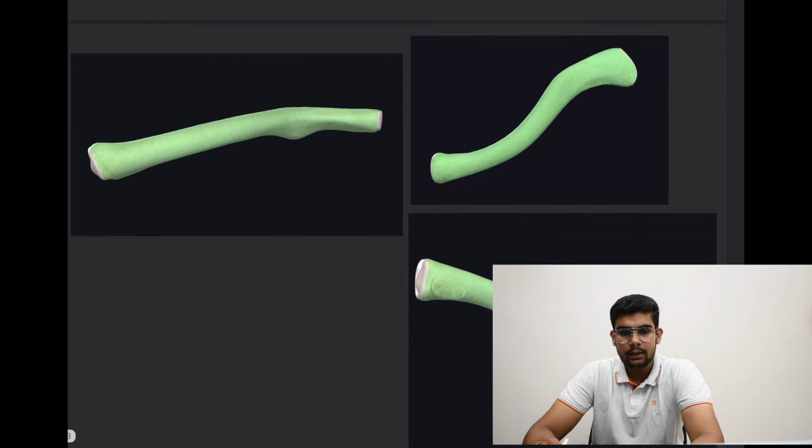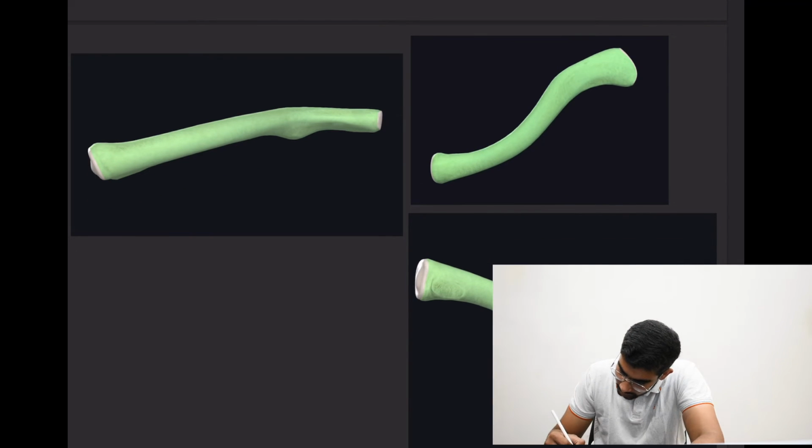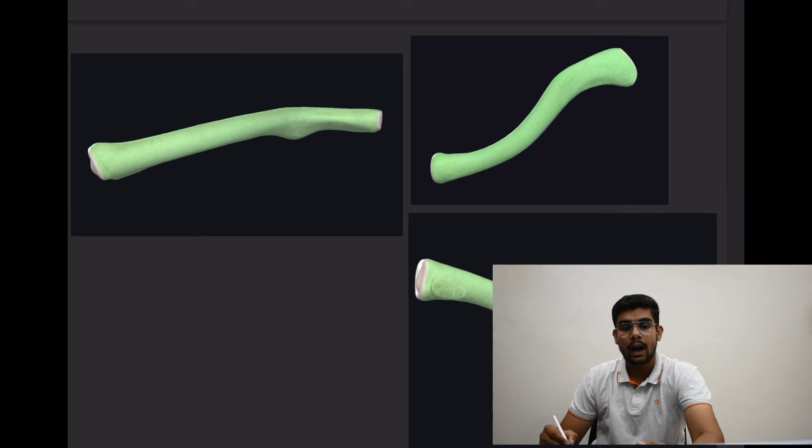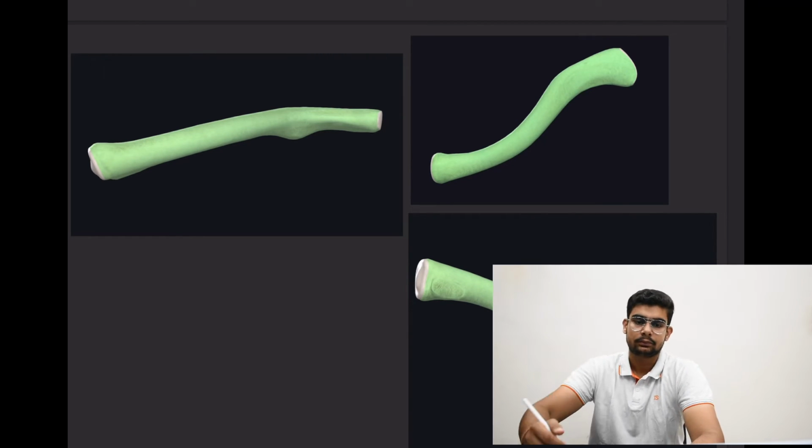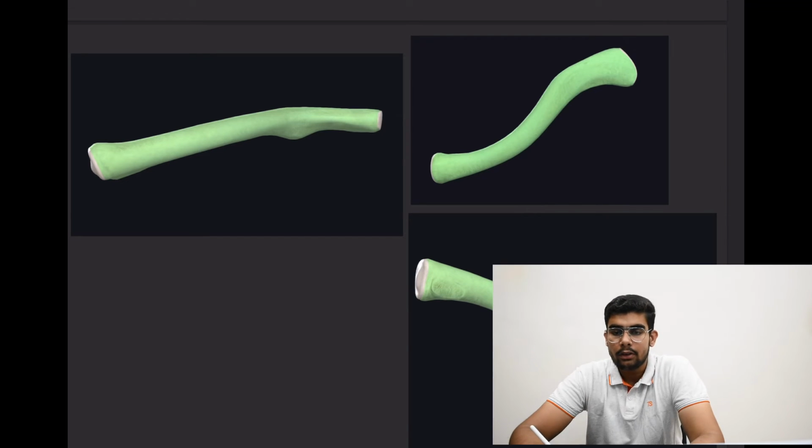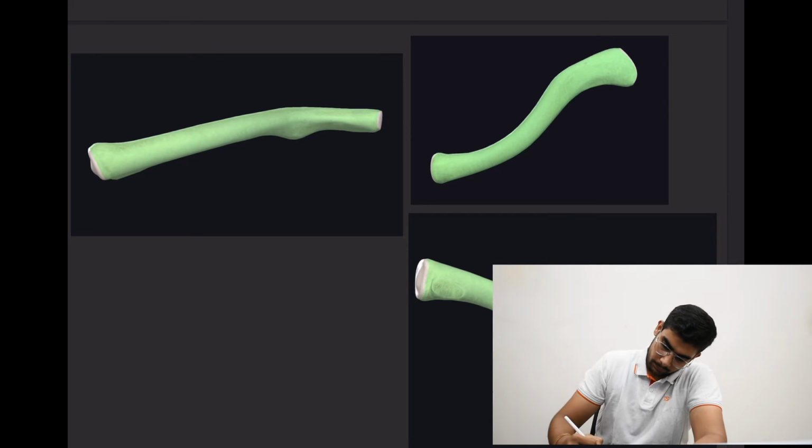Now let's talk about the acromial end. The acromial end is fairly flattened as seen here and articulates with the acromion process of the scapula. Now we will talk about the shaft of the clavicle. The shaft of the clavicle is the middle portion.